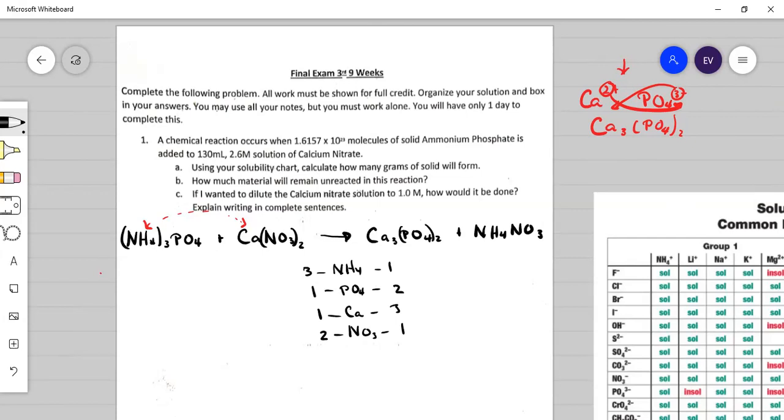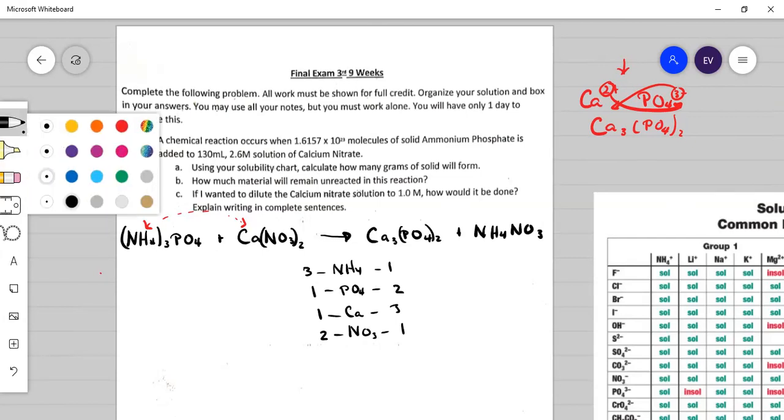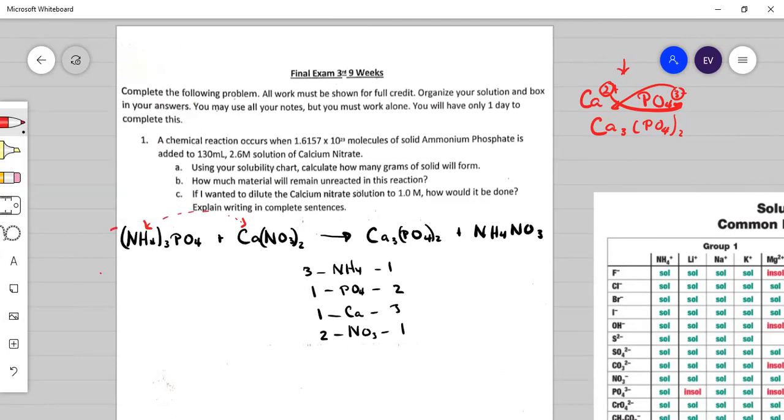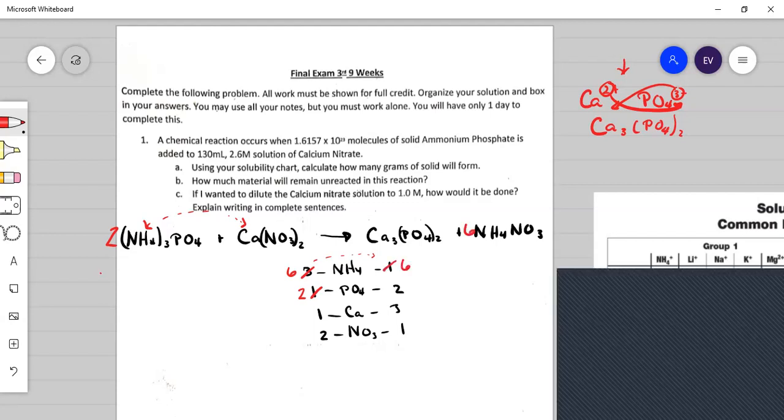So first things first, I'm going to add a coefficient of 2 right here. By adding a coefficient of 2, that changes this to a 6, and that changes this to a 2. So now that's balanced. Since I affected the nitrates, I'm going to jump over to the other side of the nitrates here, and I'm going to see if I can balance that. If I have 6 here, then I'm going to add a 6 here. That's going to change that, and that's also going to affect my nitrates.